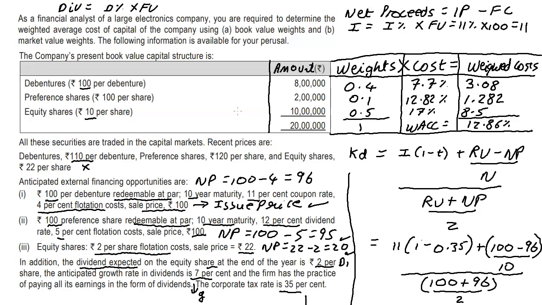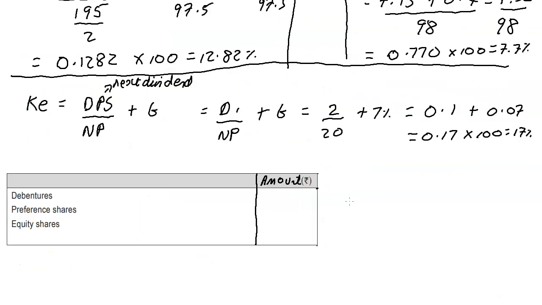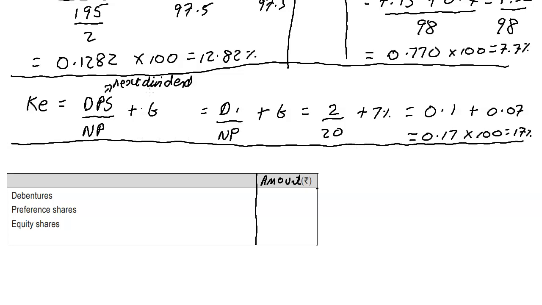Right, so we have the first one, which I never wrote down the title for, and remember it's from the beginning: calculation of WACC using book value weights. Now, what we are going to do is the calculation of weighted average cost of capital using market value.